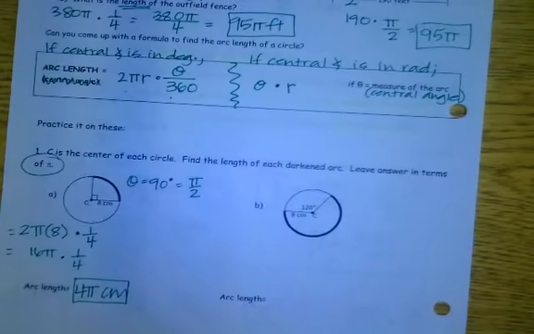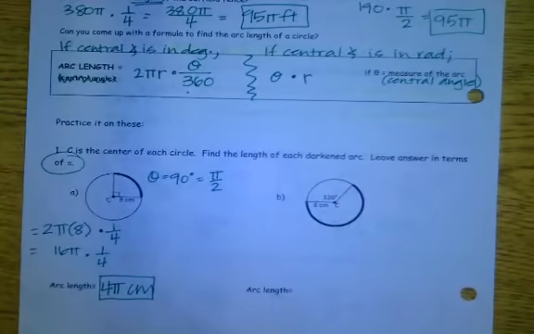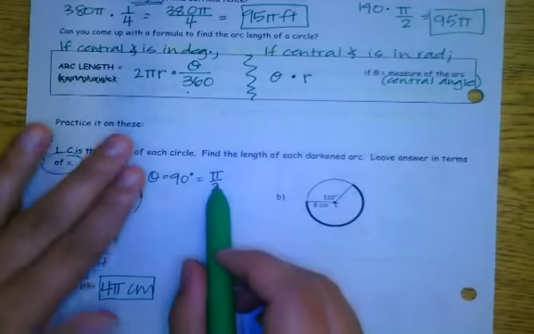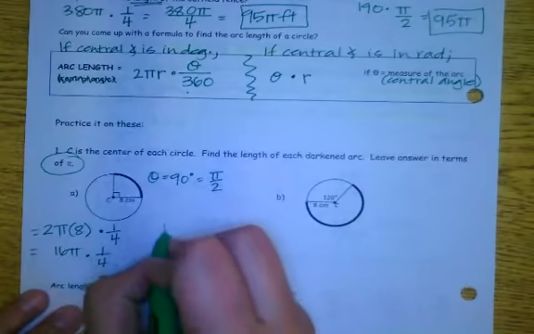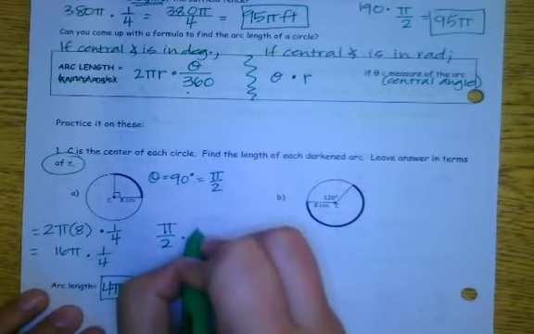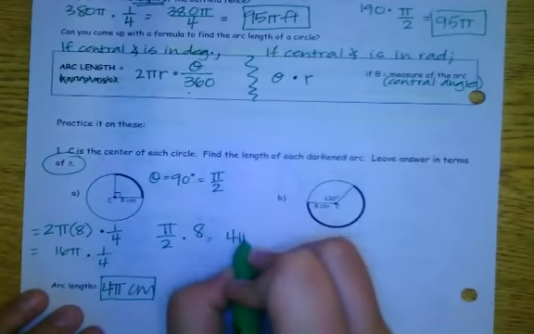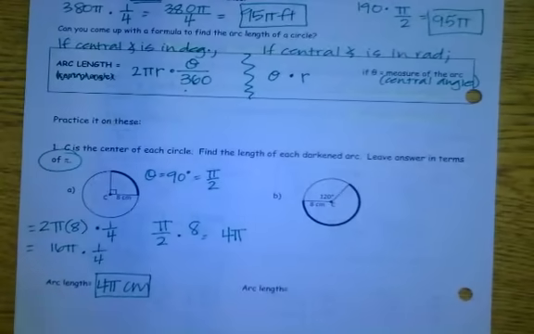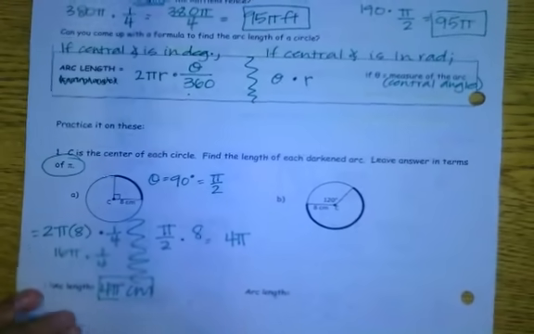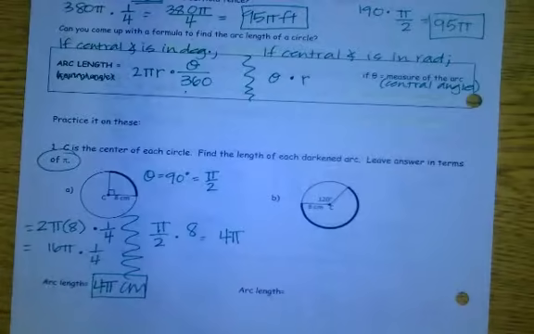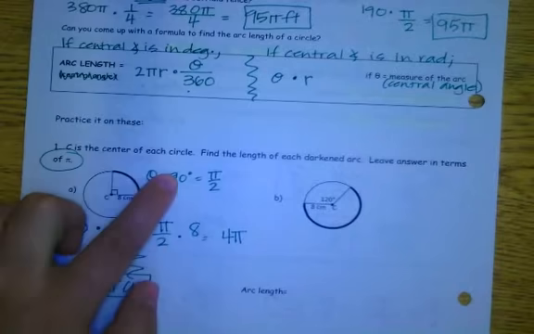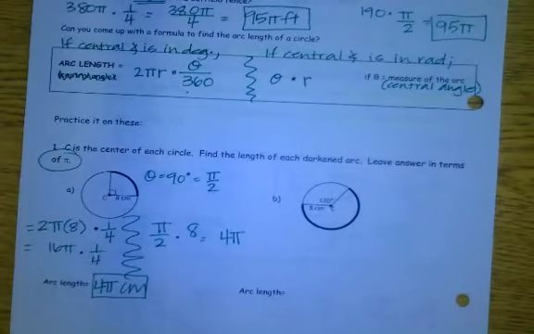Similarly, if I were to have done the radian formula, I would be using pi over 2 times my radius, which is 8, and that would be 4 pi. It doesn't matter which formula you use, but make sure that you substitute the right thing, because if I accidentally substituted 90 times the radius, that would not end well.